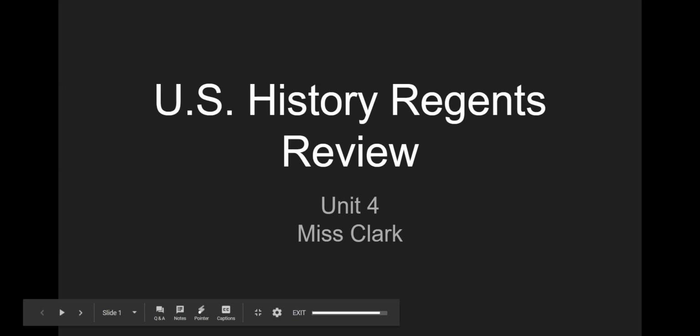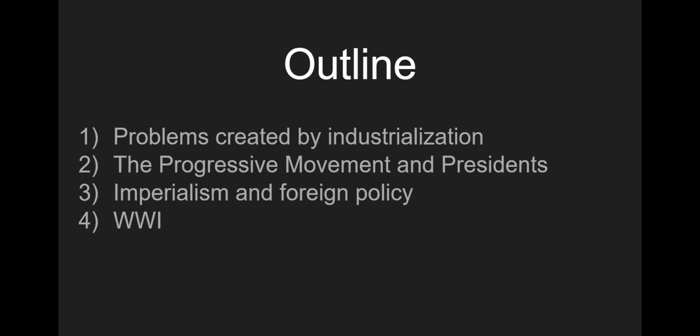This is U.S. History Regents Review, Unit 4, Video Number 1. In this unit, we are going to take a look at the problems that were created by industrialization and then the movement that tried to fix all of these problems. This movement is called the Progressive Movement. It's a reform movement. And we're going to look at the presidents who led some of these policy changes.